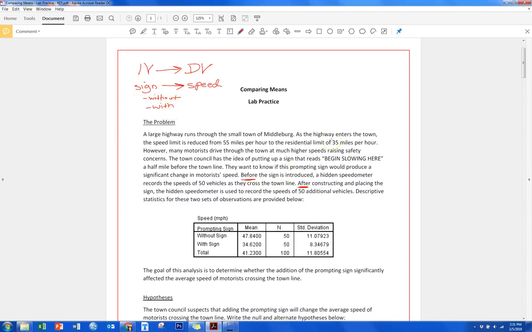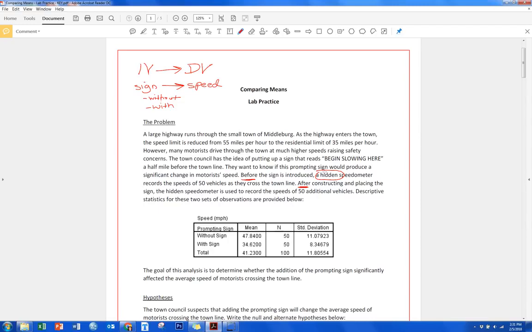Okay, let's go forward. They've recorded the speeds of these vehicles using a hidden speedometer. Now, from a mathematical standpoint, this isn't strictly relevant, but I still think it's worth pointing out. Anytime you take measurements in a behavioral science situation, you run the risk of impacting or changing the thing that you're measuring. Let's suppose this weren't a hidden speedometer. Let's suppose it was one of those big signs that you see that lights up and flashes the speed you're going as you drive by.